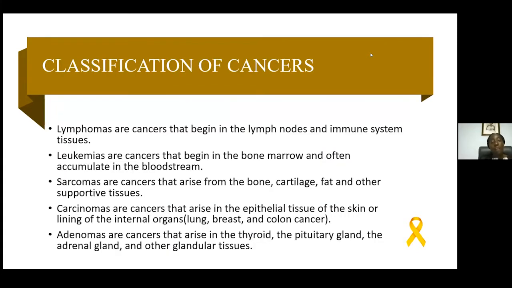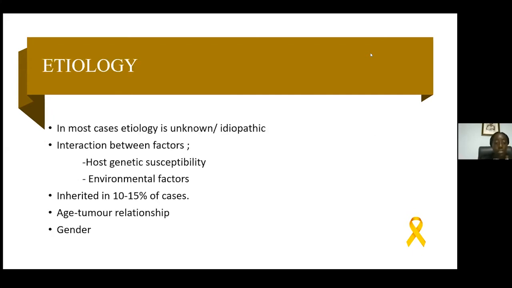Cancers can affect any part of the body. The classification of cancers is usually based on where they originate from. We have lymphomas, which are cancers that originate from the lymph nodes and the lymphatic and immune system. Then you have leukemia, which is cancer of the blood. It begins in the bone marrow, where blood stem cells are produced, and they accumulate in the bloodstream. Then you can have sarcomas, which are cancers of the soft tissue, and adenomas, which are cancers that affect glands, like the thyroid and the adrenal gland.